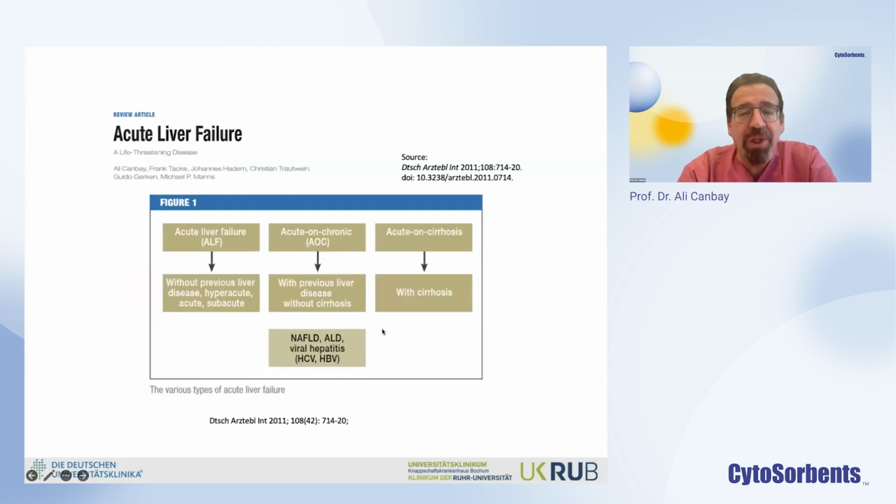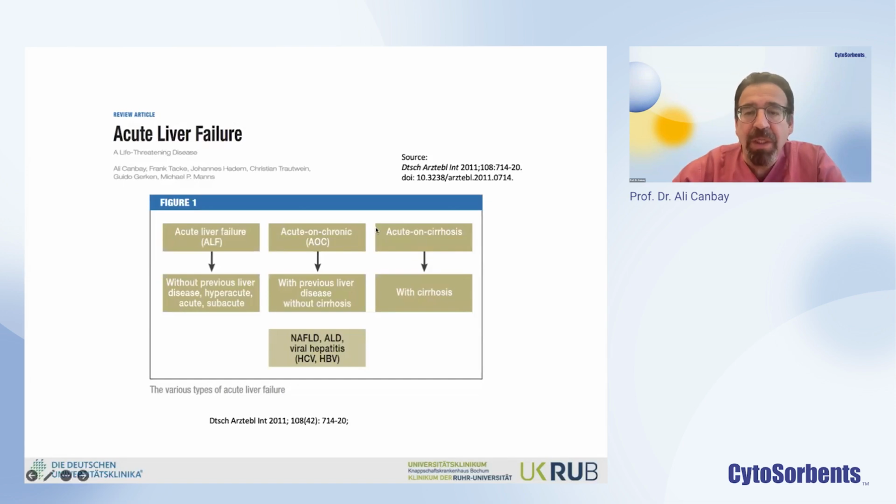This was a definition we made in 2011, published. The first definition is just to talk about acute liver failure. It means without any previous liver disease. This could be hyperacute, acute, and subacute. And then you have acute on chronic, which means you have liver disease but without signs of cirrhosis. Usually you have NAFLD, now named MAFLD, metabolic associated fatty liver disease, or alcohol liver disease, viral hepatitis, and then another drug which leads to liver failure.